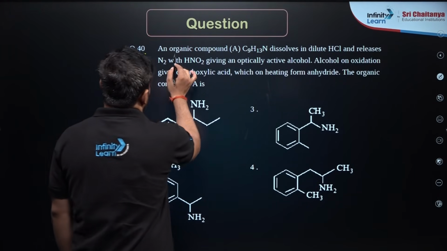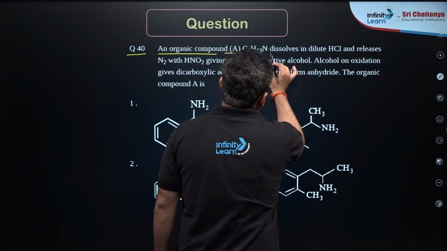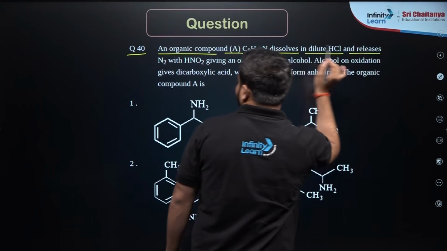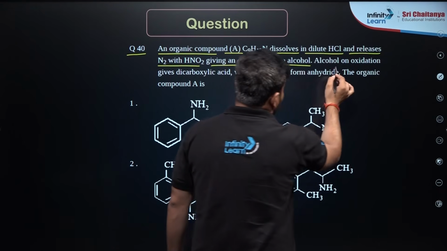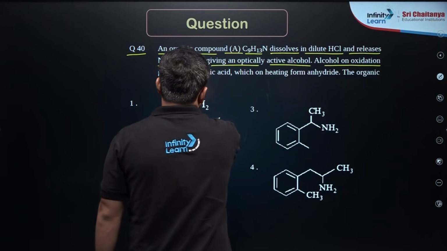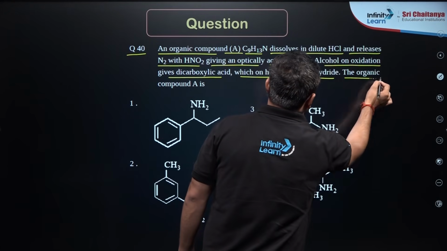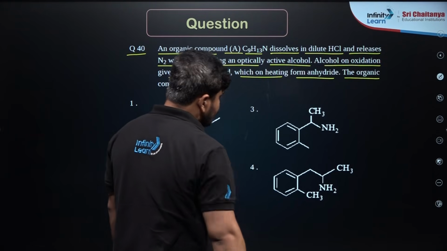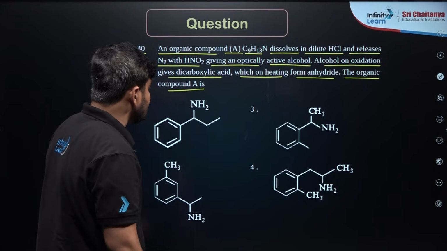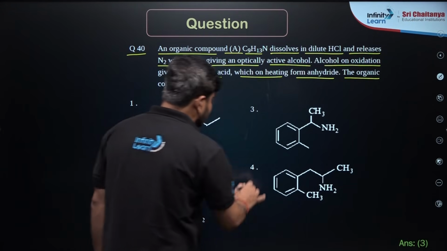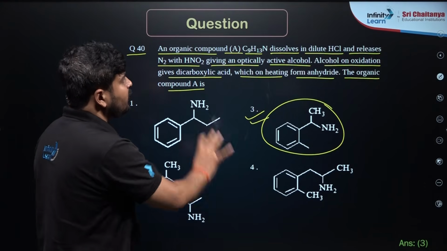Now in question number 40, an organic compound A, C9H13N, dissolves in dilute HCl and releases N2 with HNO2, giving an optically active alcohol. The alcohol on oxidation gives a dicarboxylic acid, which on heating forms an anhydride. Which one is the organic compound A? Out of the four given options, the third option is the correct one for this question.